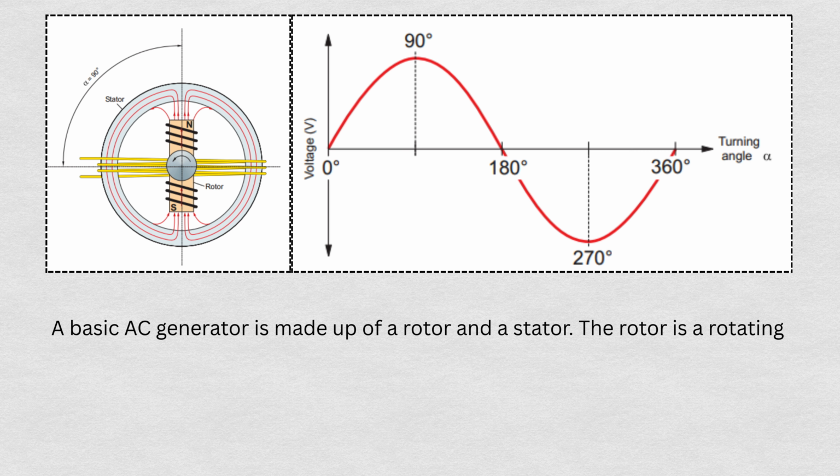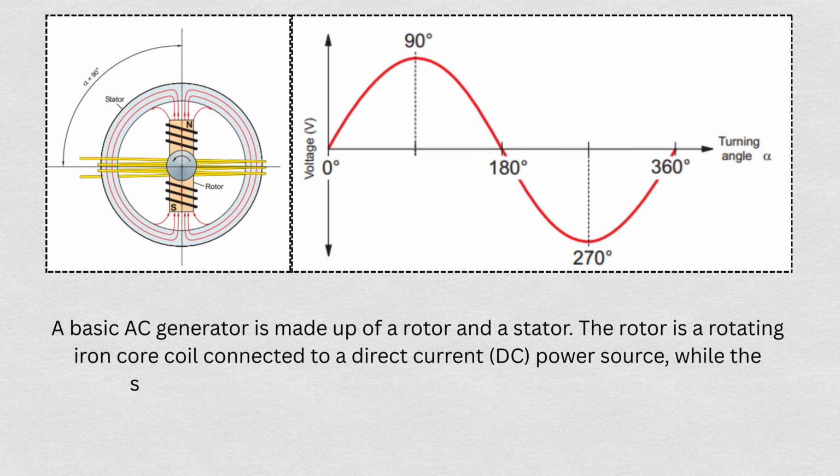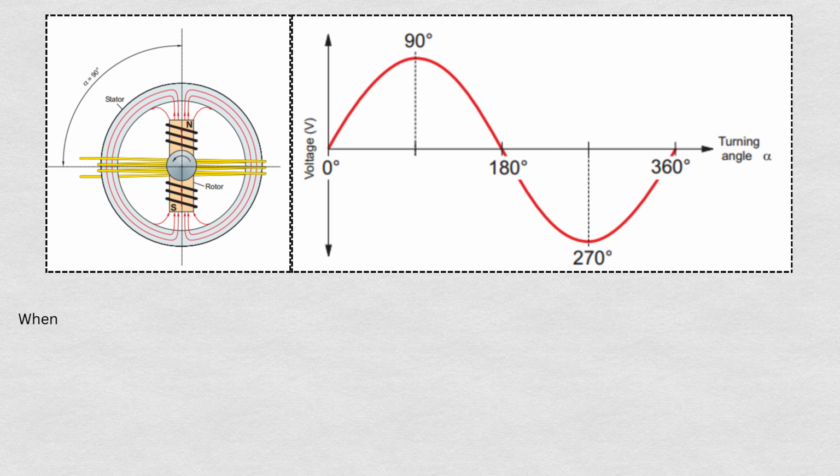The rotor is a rotating iron core coil connected to a direct current, DC, power source, while the stator is a stationary coil of wire also wound on a metal core. When DC voltage is supplied to the rotor, a magnetic flux is created around a magnetic circuit. This magnetic circuit consists of rotor coil, stator coil, and the air gap between their cores. In this explanation, the top of the rotor coil is a north pole, and the bottom is a south pole. The actual polarity of the field around the rotor depends on the direction of the current supplied to the rotor and on the construction of the rotor coil.